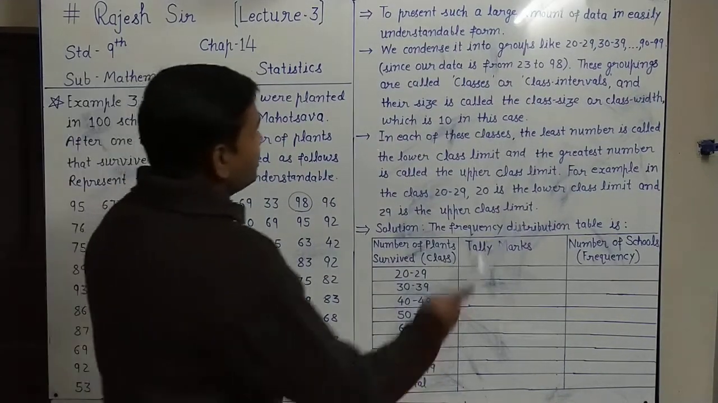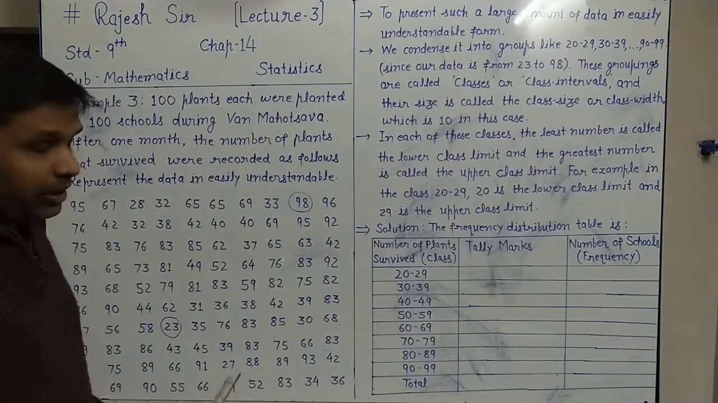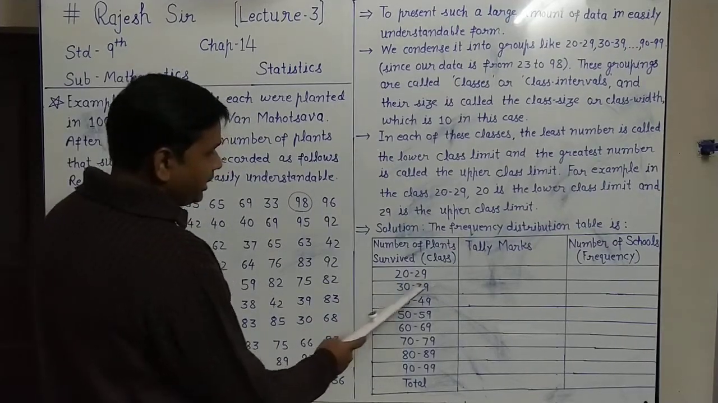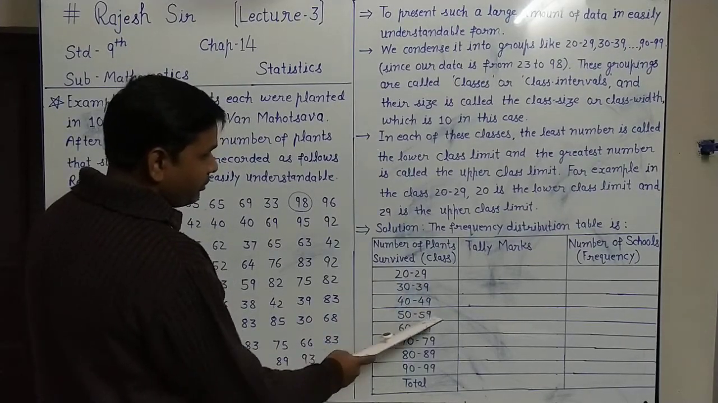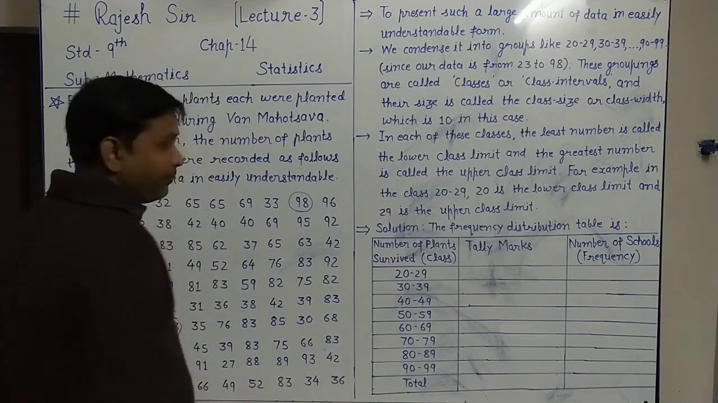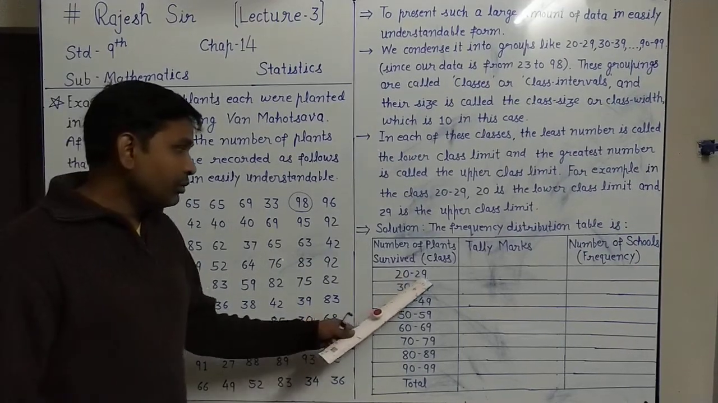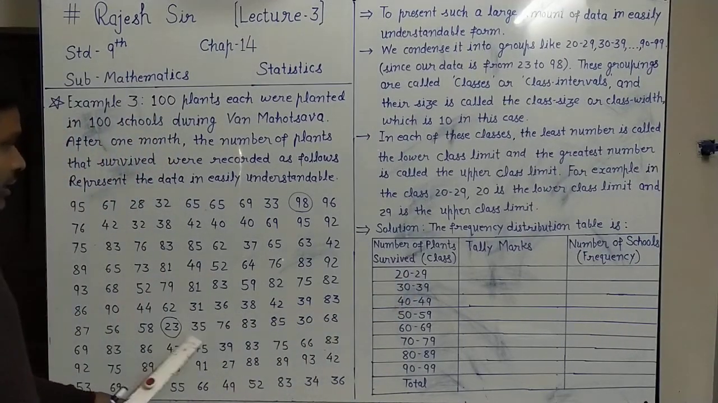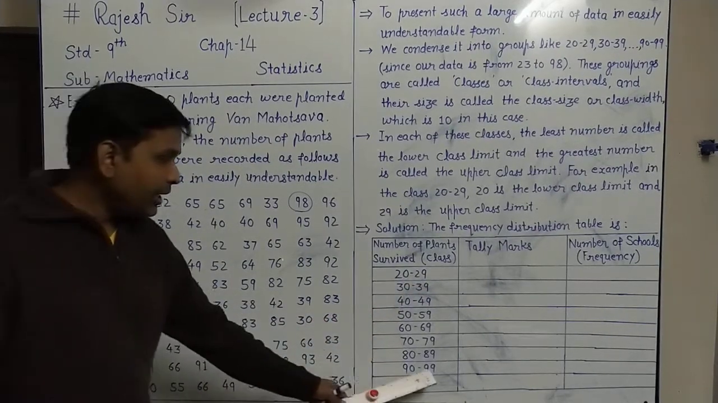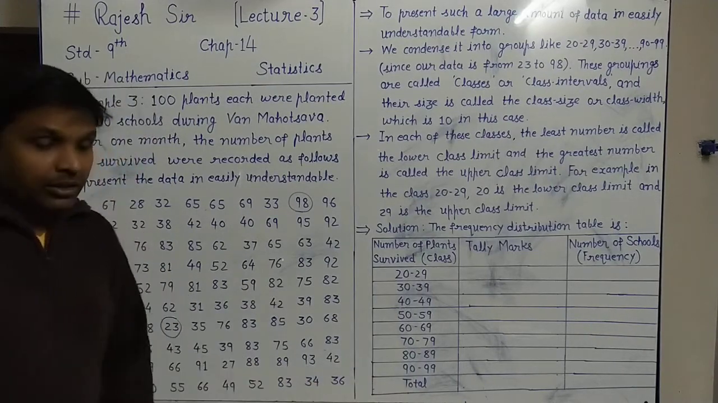So as we have seen, we have to condense this whole 100 data into classes or groups. So the classes we have to make are 20 to 29, 30 to 39, 40 to 49, 50 to 59, 60 to 69, 70 to 79, 80 to 89, 90 to 99. Now we will see again why we have to start with 20 to 29: because its least number is 23, that should come in this. And it ends on 90 to 99 because its greatest number is 98, this will come in this last one.